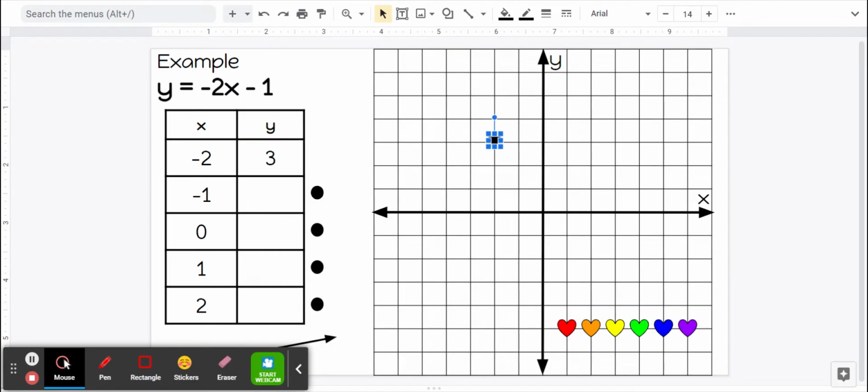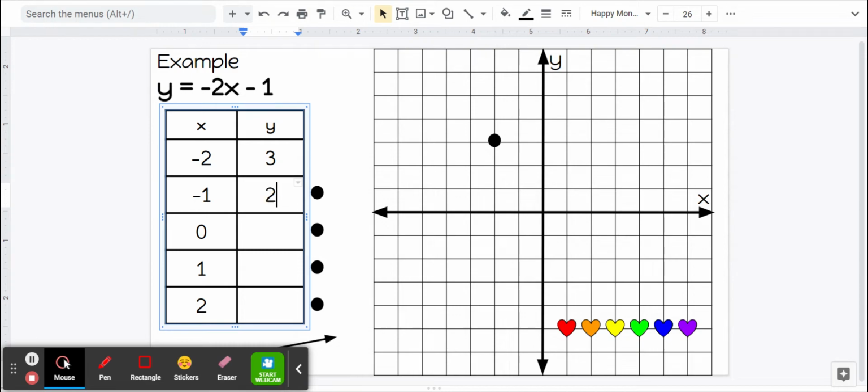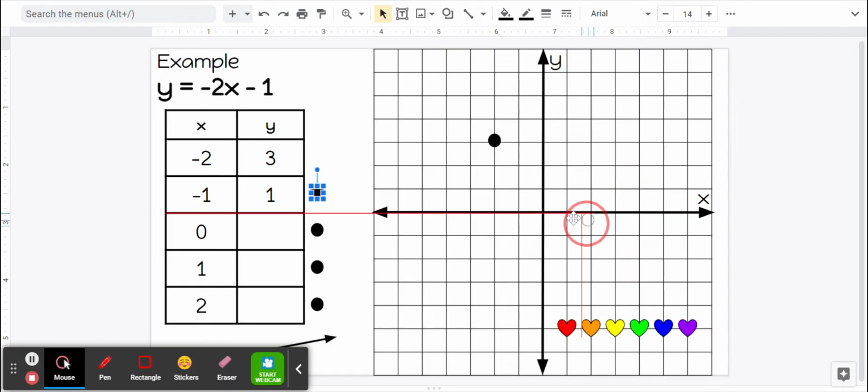All right, let's try negative 1. If we replace x with negative 1, we're going to do negative 2 times negative 1. That's positive 2. Positive 2 minus 1 is 1. So to graph that, we're going to start at the origin, go backwards 1, hop on the elevator, and go up 1.